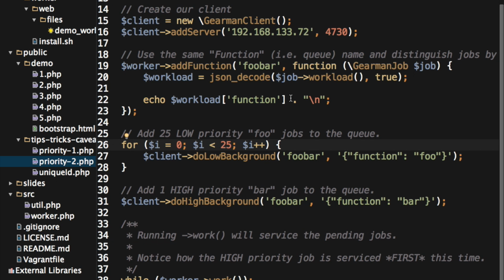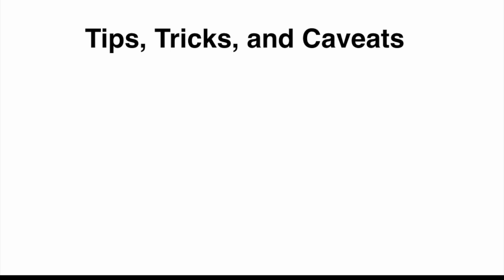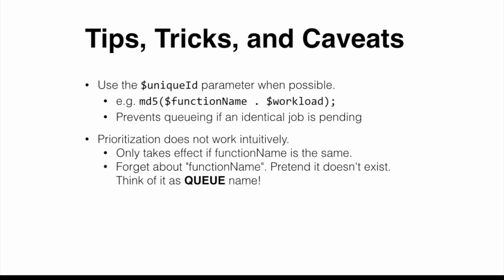But generally, I like to put all common stuff into the same queue and differentiate by adding an extra parameter that tells it this is what I want you to do. So you prioritize by queue. You have to be in the same queue to be prioritized on. Think of it as a queue name. Don't think of it as a function name. But literally, it's the same function name. But it's doing different things.